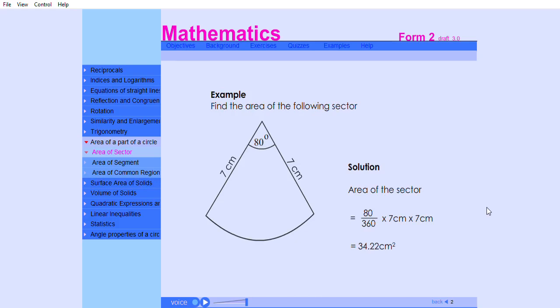Example: find the area of the following sector. Solution: area of the sector is equal to 80 over 360 times 22 over 7 times 7 centimeters times 7 centimeters, which is equal to 34.22 centimeters squared.